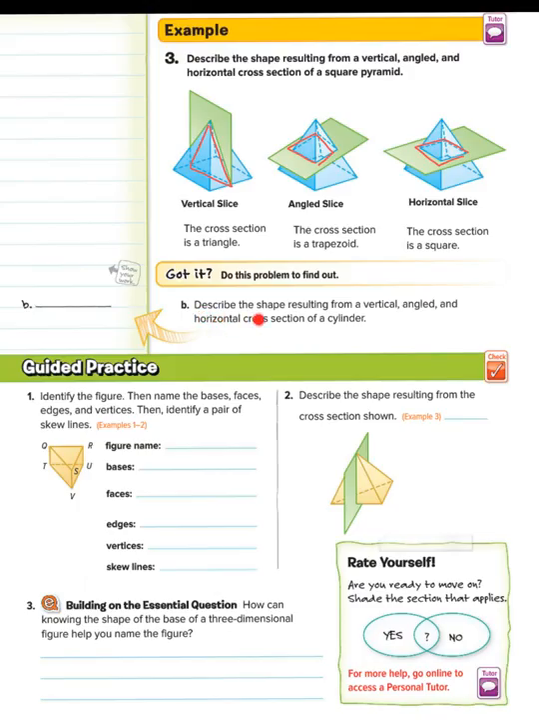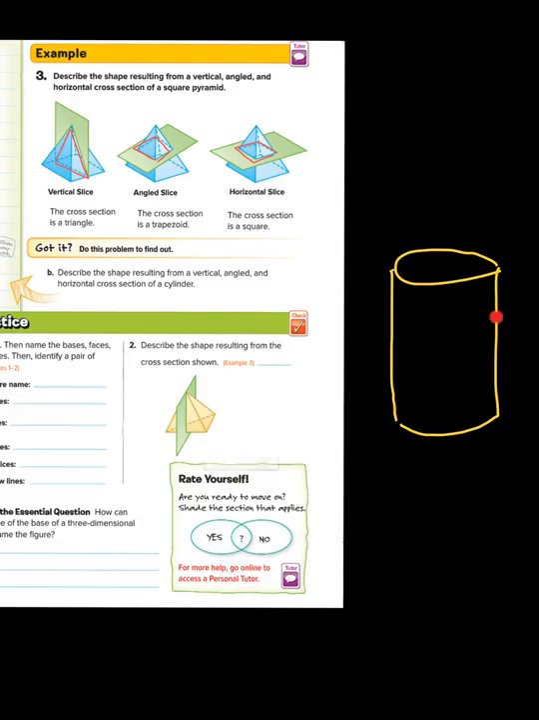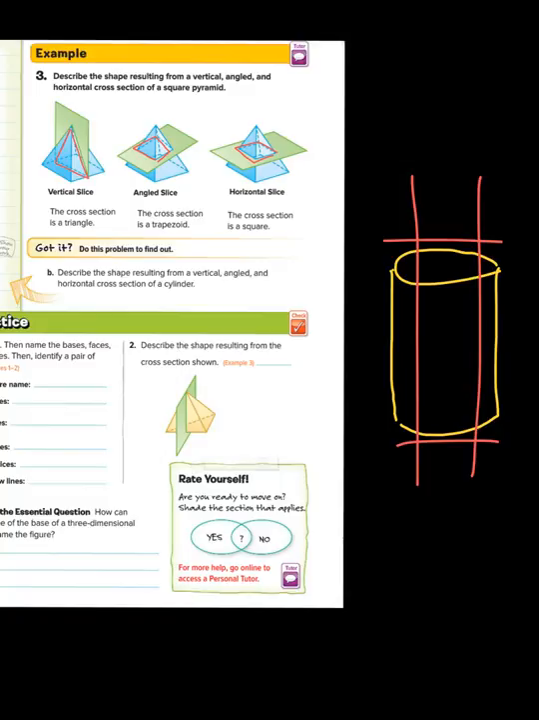So let's describe the shape resulting from a vertical, angled, and horizontal cross section of a cylinder. So here's my makeshift cylinder, and the first one we're going to do is a vertical cut. Okay, if I cut it vertically, like so, and let's say I'm able to slice it right down the middle like that, and this is my cross section in here. What shape do I get? I would get a rectangle, right? Just the same way when we see it from the side, or from the front, we get a rectangle. Well, if I slice it down the middle, I'm going to get a rectangle.